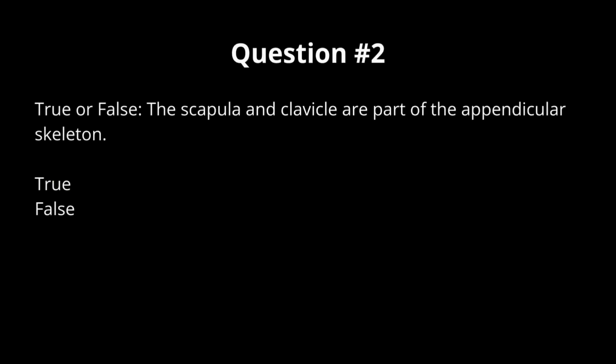Question number 2. True or false? The scapula and clavicle are part of the appendicular skeleton. The correct answer is true. The scapula and clavicle form the shoulder girdle, which belongs to the appendicular skeleton.